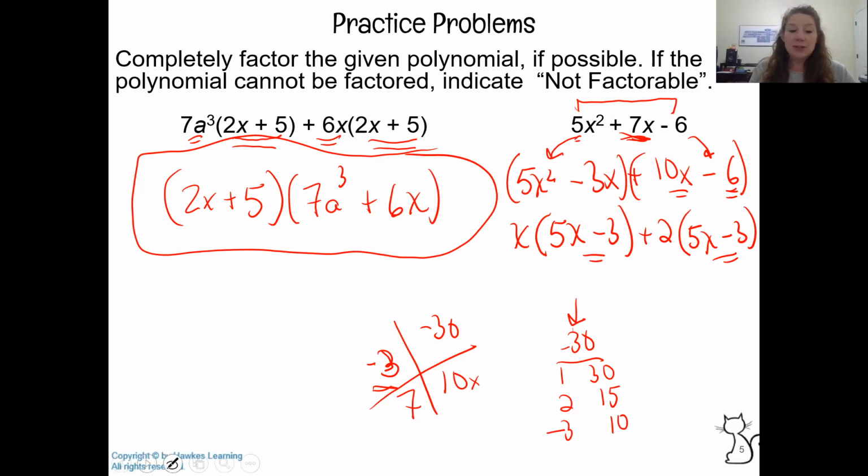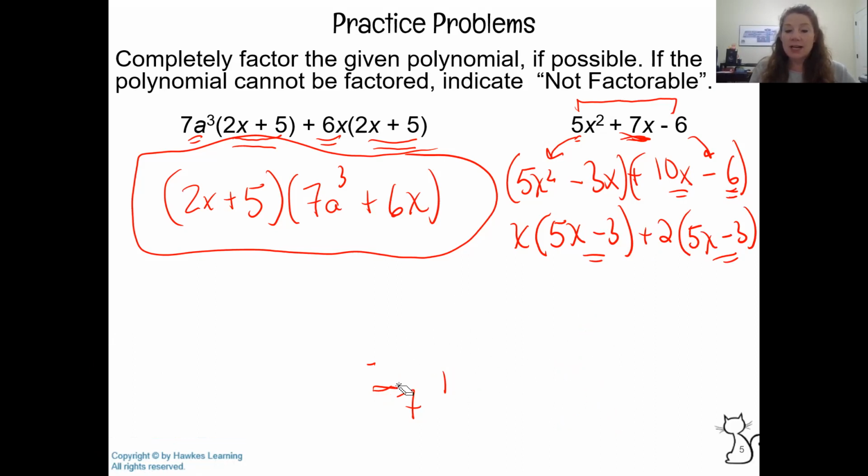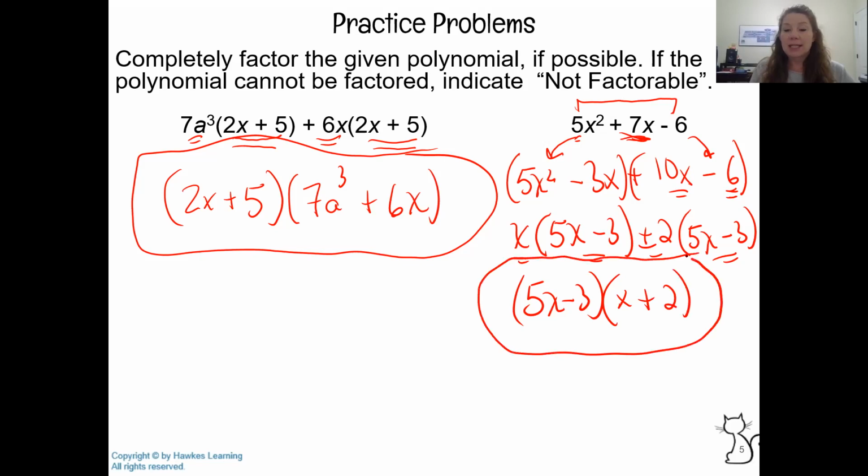So one of my factors, let me get rid of some of this stuff. Get this stuff out of the way. All right, so what are my 2 factors? Well, the first one is what's in the parentheses, which is 5x minus 3. And the second set of parentheses is what's outside, which is x plus 2. And then I could double check my final answer by FOILing it, but I'm very confident that we got that one right.